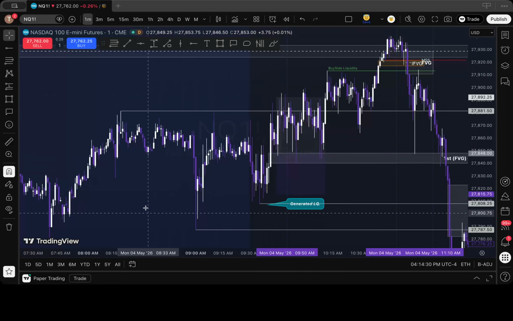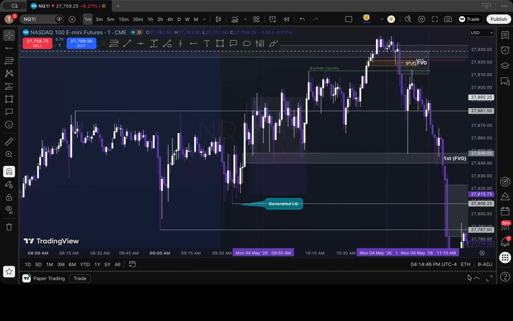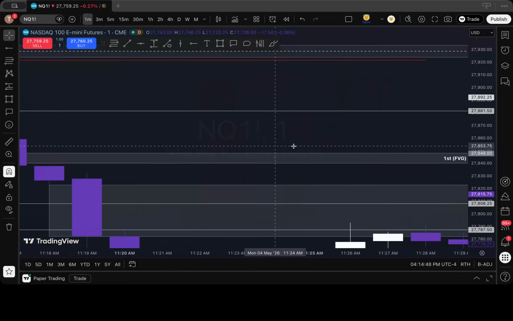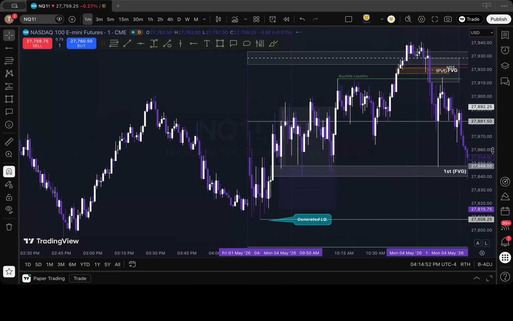I didn't like price action. It needed to clean up. This was not a clean option, in my opinion, to trade. It was an optimal trade. You could have traded this. This was a beautiful position to take. Minimal to no drawdown, first presented fair value gap. That's a beautiful position.